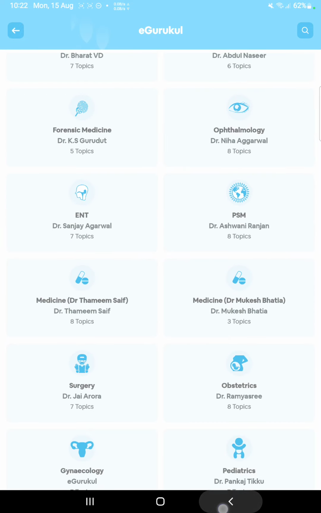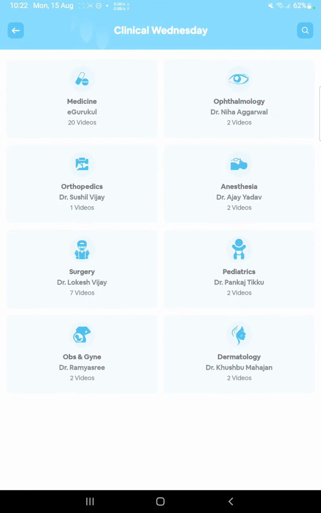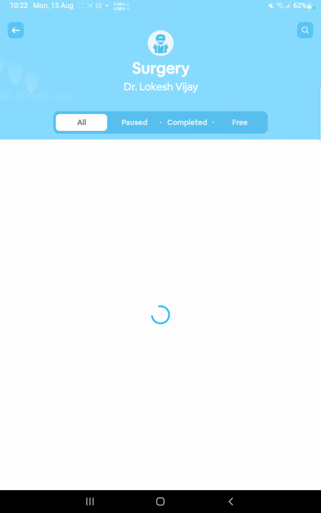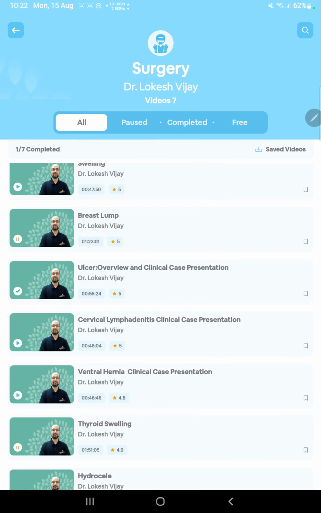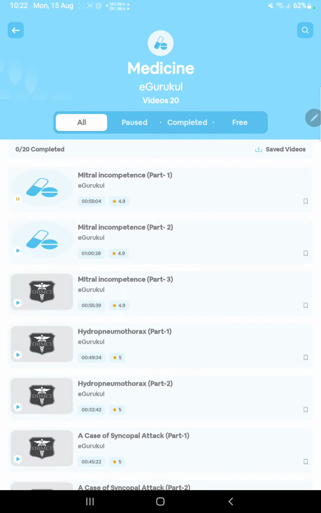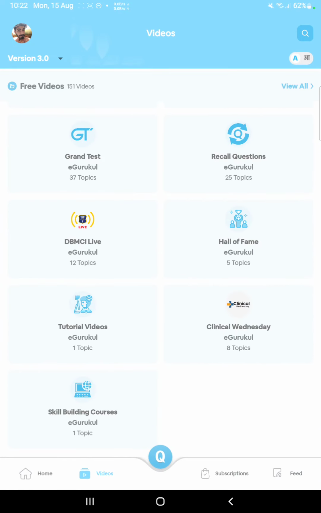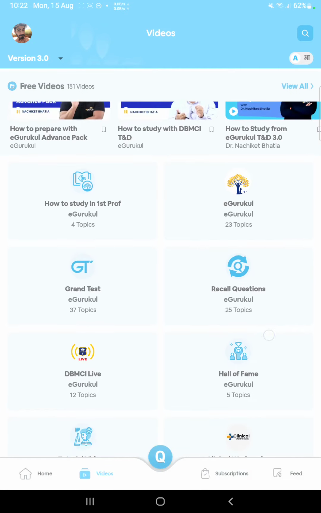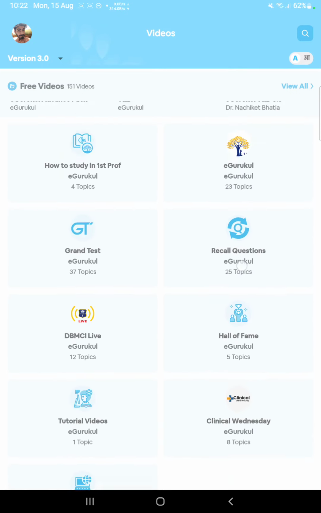I think the clinical case discussions are better seen in the clinical Wednesday part. Okay, so if you look at surgery, these are swellings, breast lump. Okay, these are in-depth classes on all of these. I'll show you notes of these. I have prepared those. And even in medicine, we have separate clinical case discussions. I am not specifically sure how to differentiate between the clinical medicine and the normal case-based discussion, but yeah, you have different stuff.